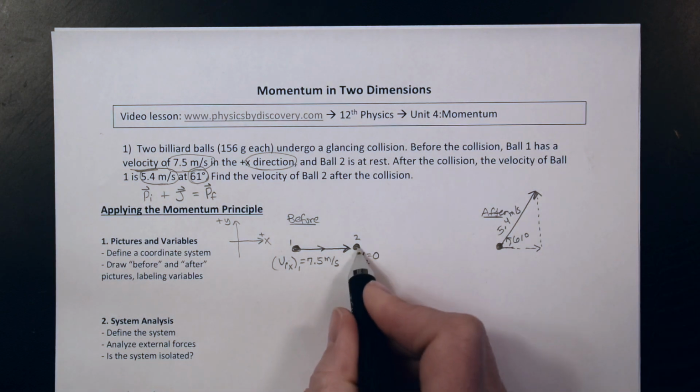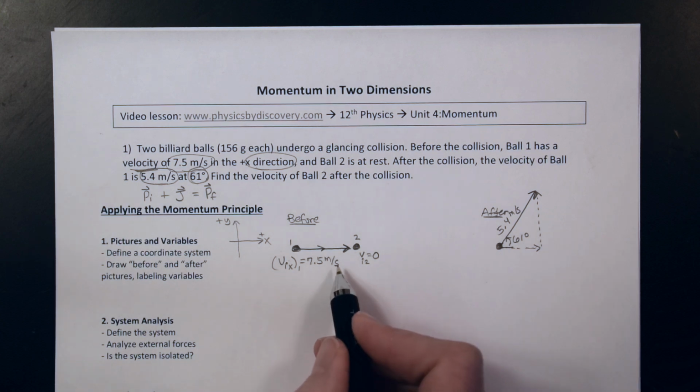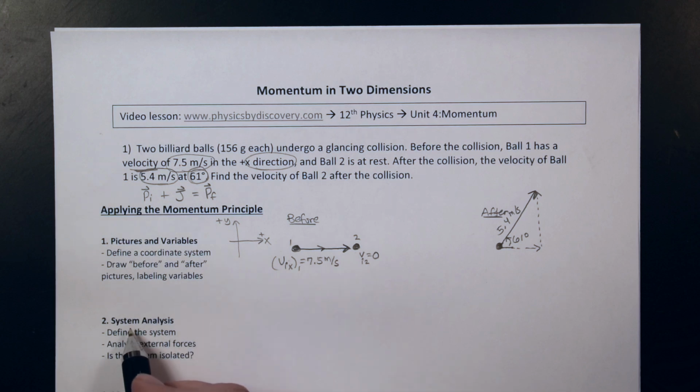Then ball 2 after the collision, we're not given any specific information about what's happening, but we can actually figure it out. We can figure out some basics of which way it's going. From everyday experience, you probably even know which way it's going. But in case you didn't, let's jump to part 2 and then we'll come back and finish our picture.